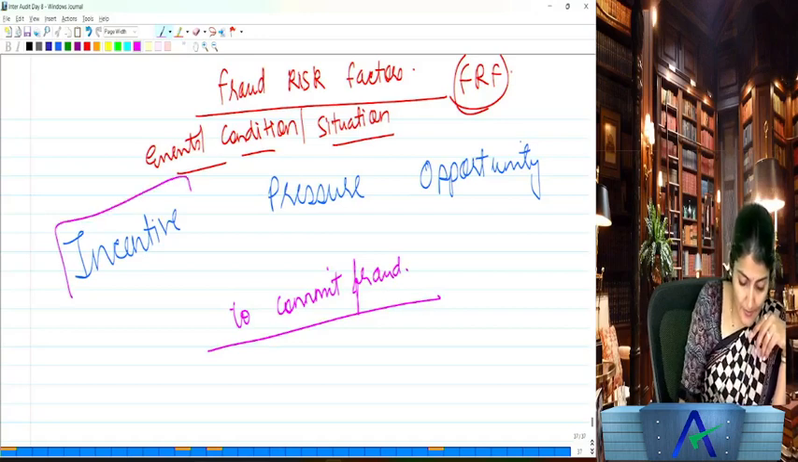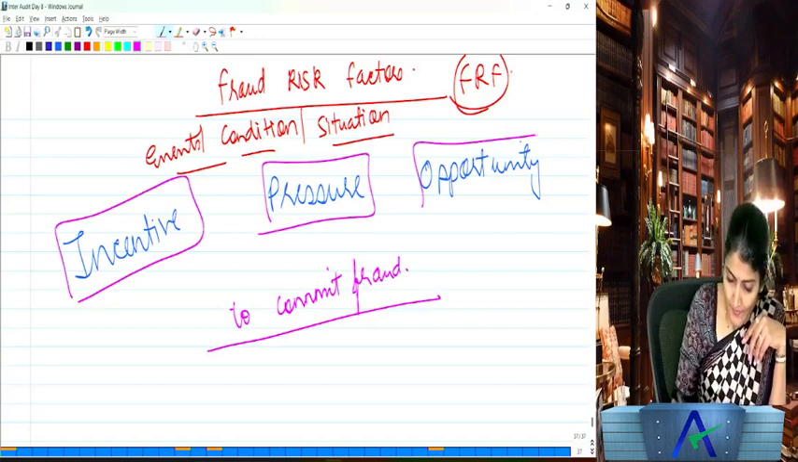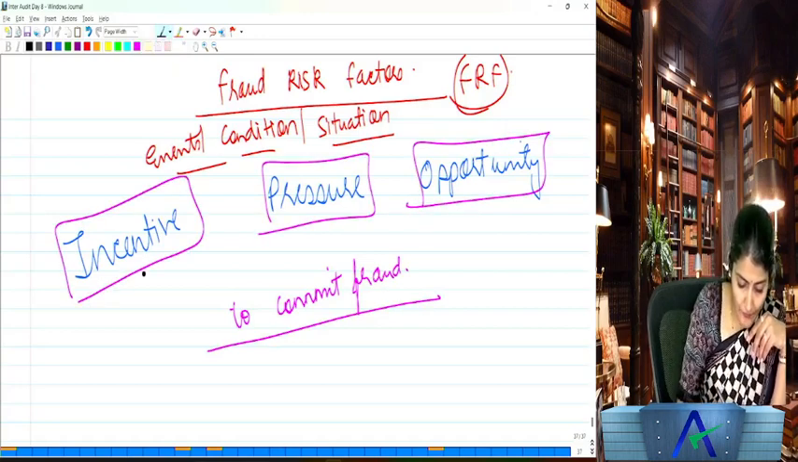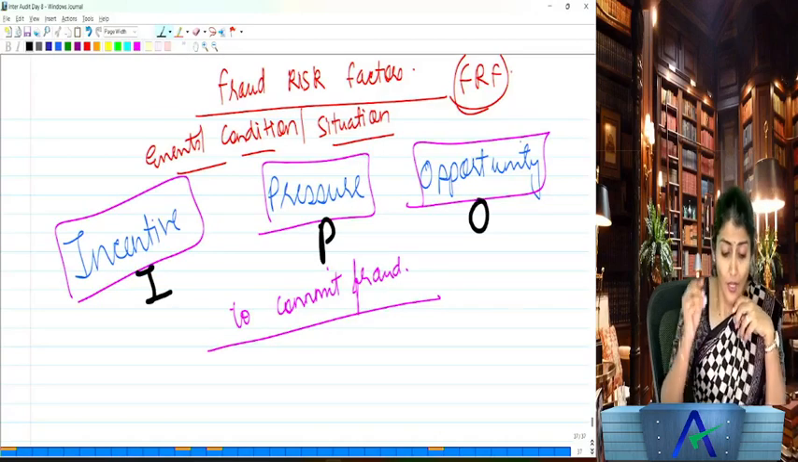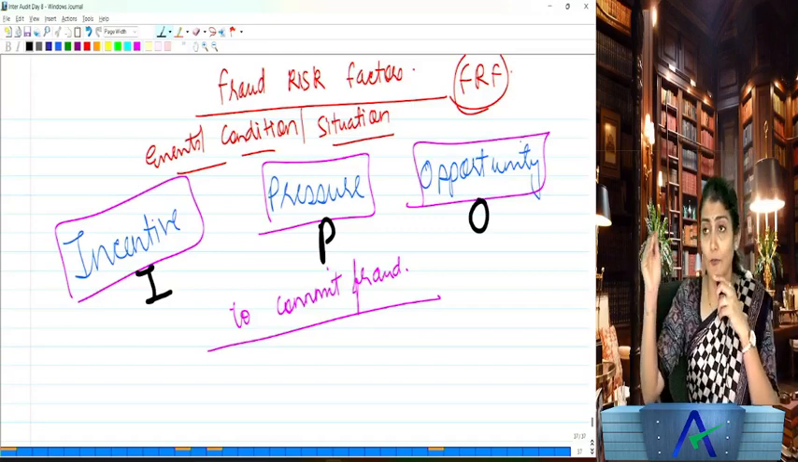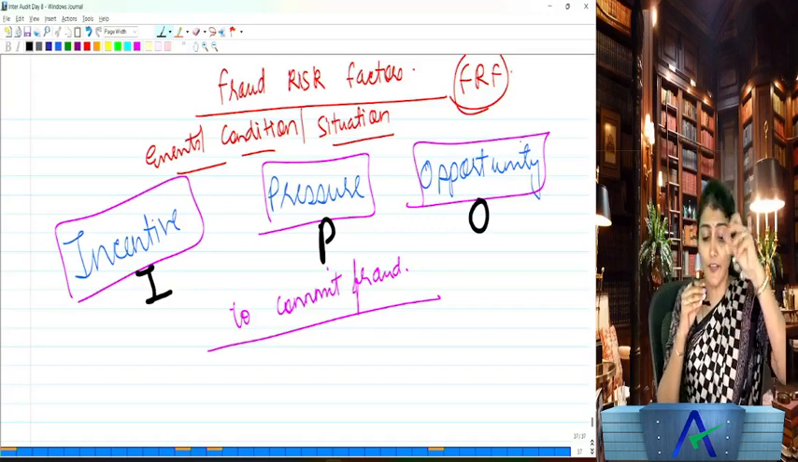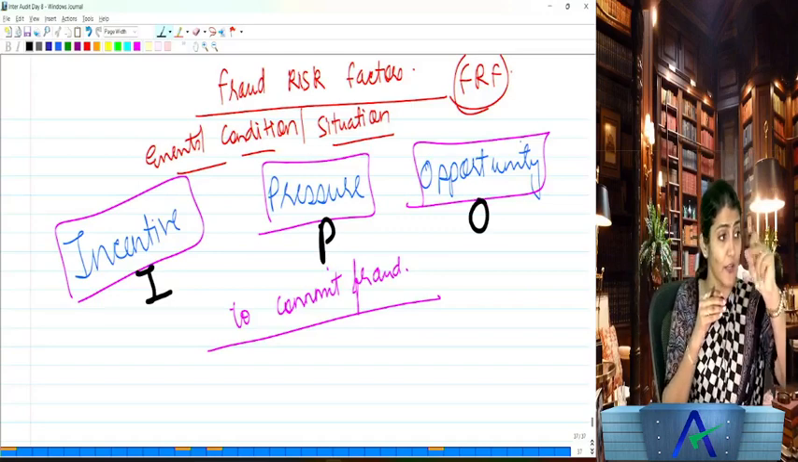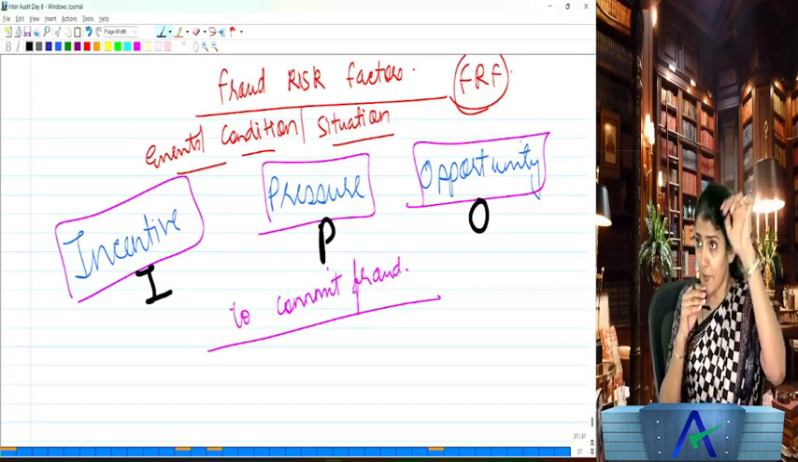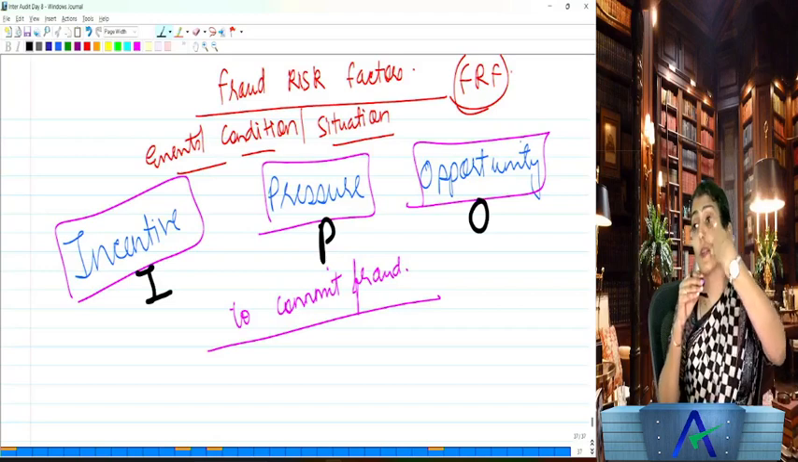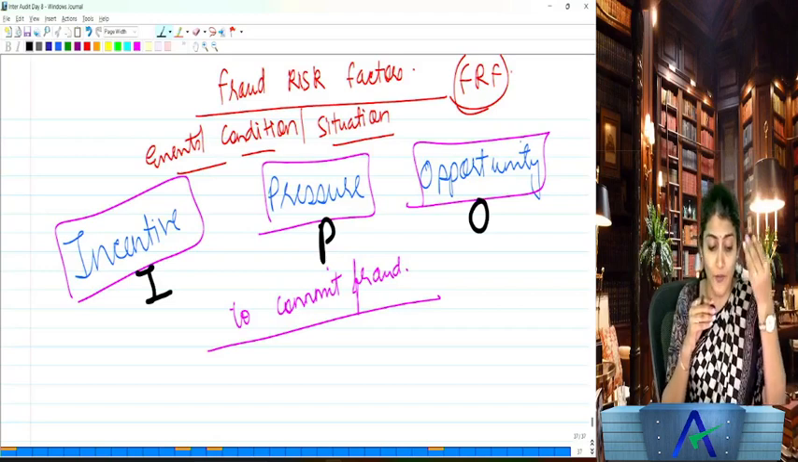Right, there is either an incentive, or there is a pressure, or there is an opportunity to commit a fraud. Any event, condition, or situation which either gives you an incentive, or puts a pressure on you, or provides you with an opportunity to commit a fraud.